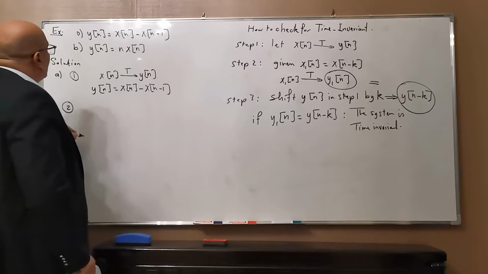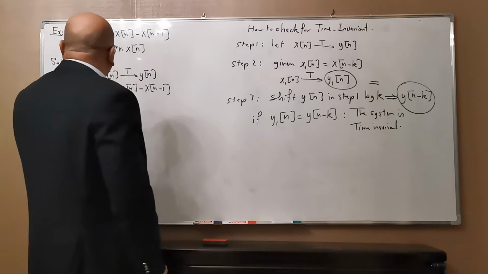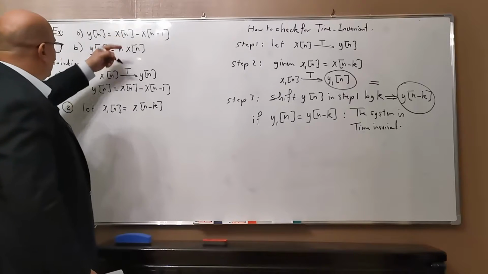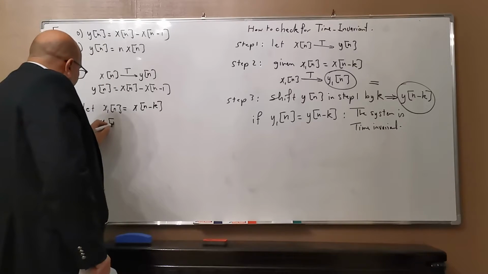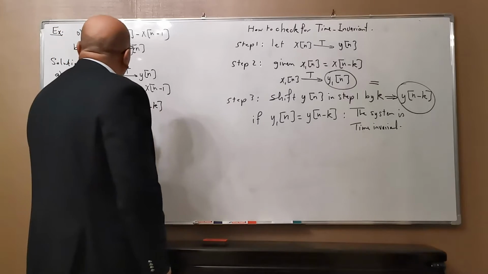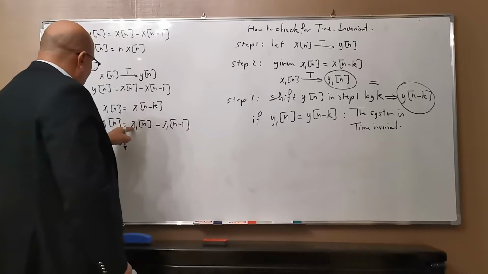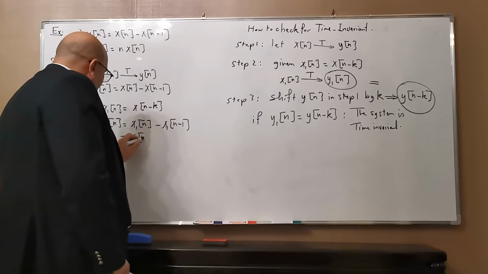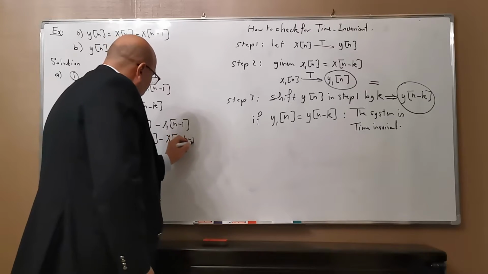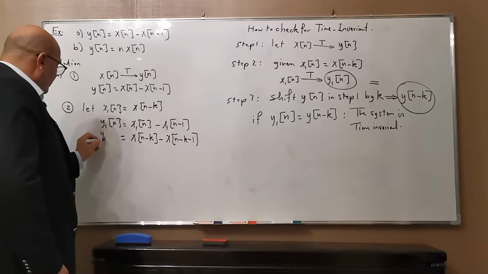Step number 2, we let x1 of n be a shifted version of x, so this equals x of n minus k, and apply it to the system once again. So y1 of n is equal to x1 of n minus x1 of n minus 1. And substitute for x1, so this is x of n minus k minus x of n minus k minus 1. Okay? So this is y1 of n.